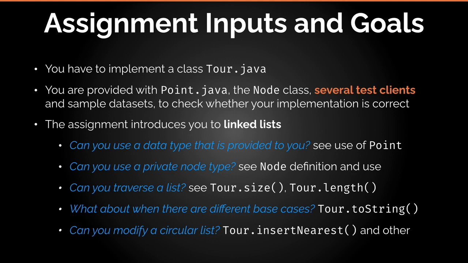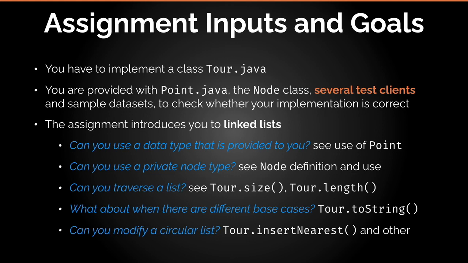So the assignment inputs and goals are the following. You have to implement the Tour.java class. You are provided with the Point.java class, the Node class, and several test clients and sample datasets to check whether your implementation is correct. So we're giving you a lot of the beginning code because what we are really trying to check is whether you are able to manipulate the circular list implementation, whether you're able to make insertions left and right in the circular list.